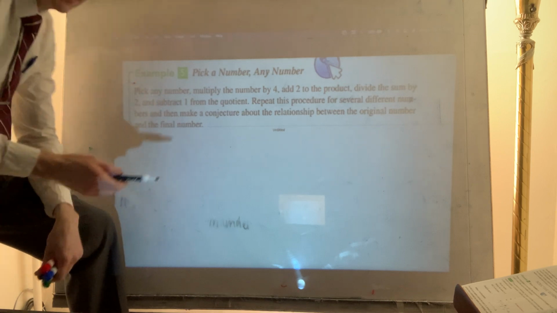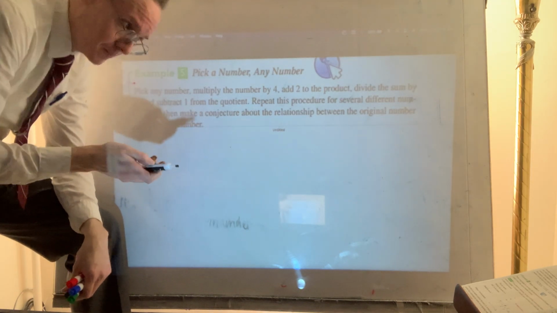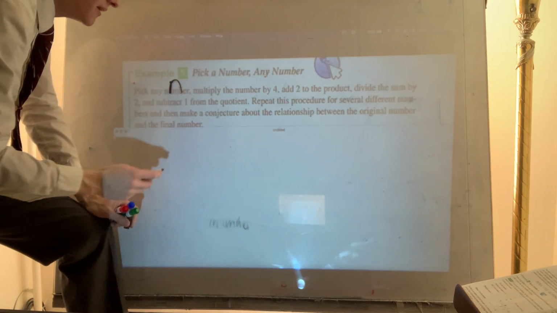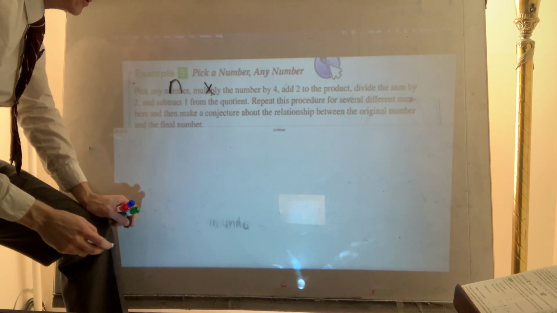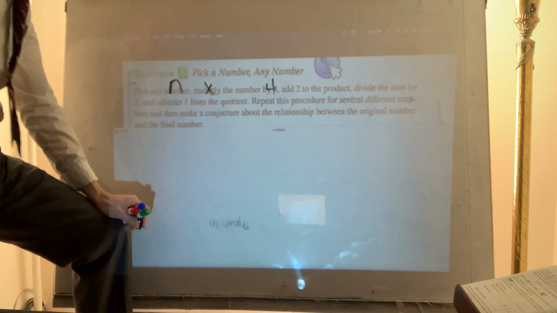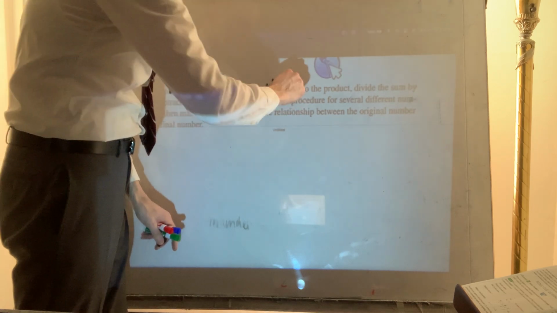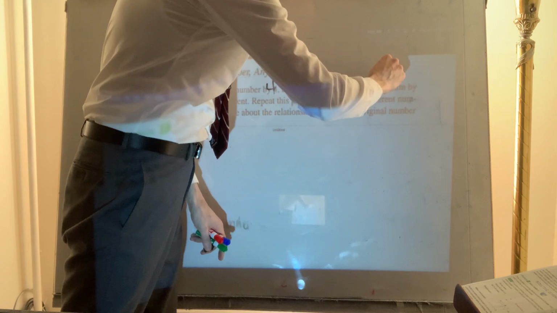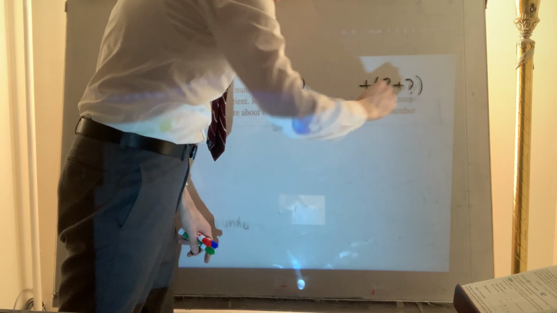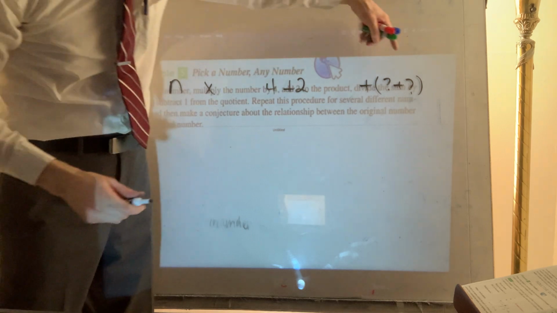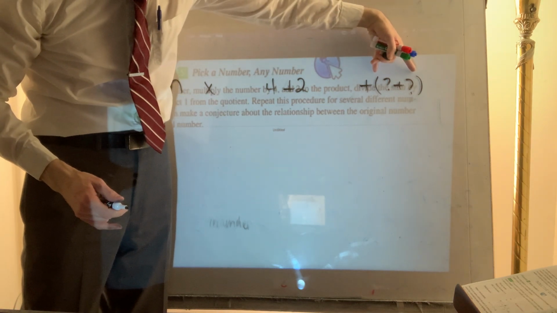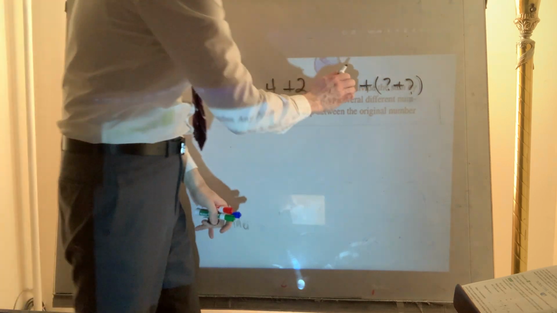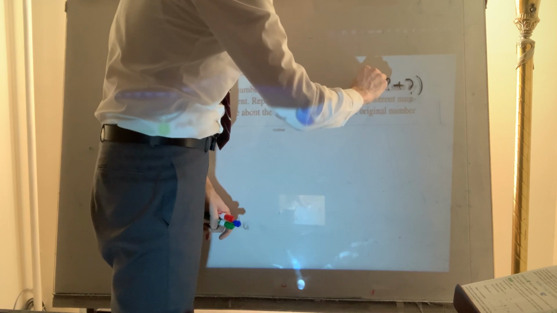Pick any number. What's an abbreviation for the word number? N, right? Multiply the number by 4. Multiplication is an operation, so you're going to multiply by 4. You're going to add 2. Adding is that symbol, 2. You're going to divide by the sum. That's an abbreviation for that. A sum is a group of things, so I'm going to purposely put them in parentheses. Right now I don't know what the sum is, so I'm just going to put question mark plus question mark. Divide by that much.